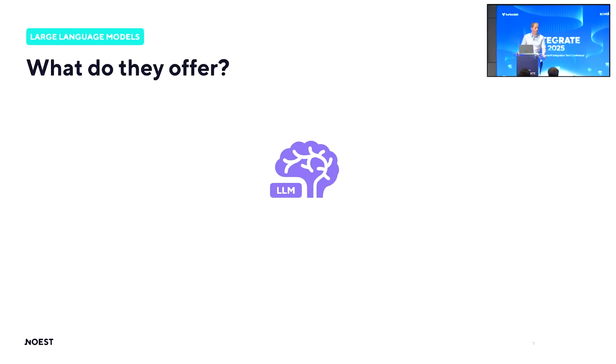If we then look at a large language model, what do they offer? First of all, knowledge. So they are trained on a huge amount of data on the internet, so Wikipedia, all information that you find online. So that knowledge is inside the large language model.